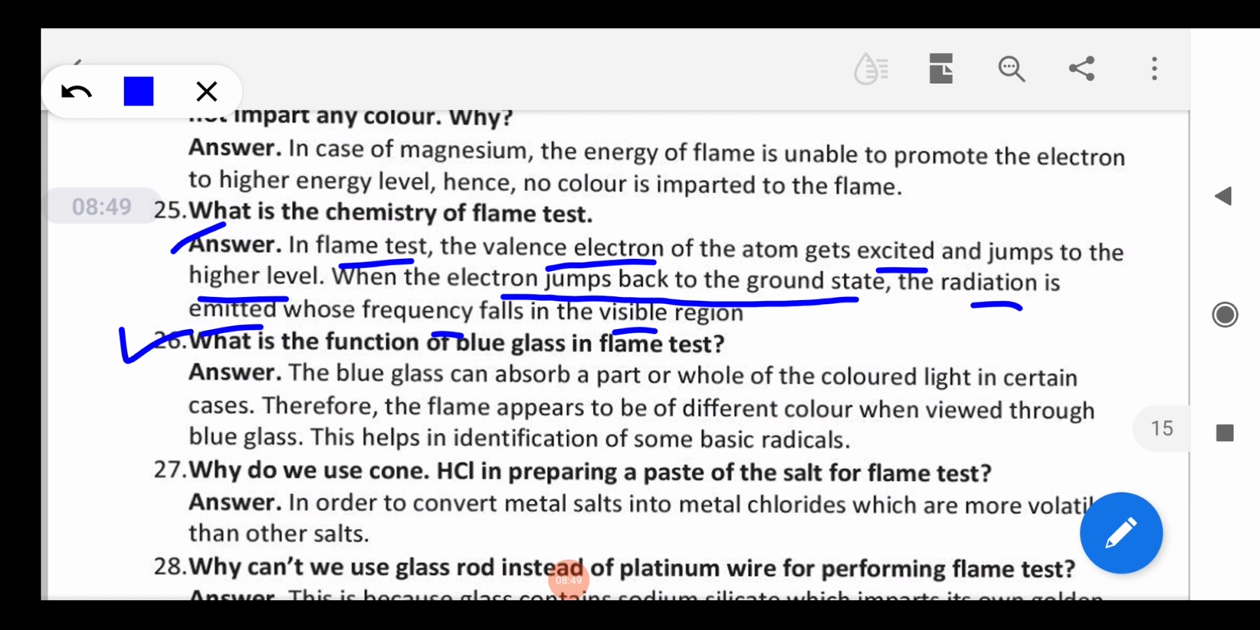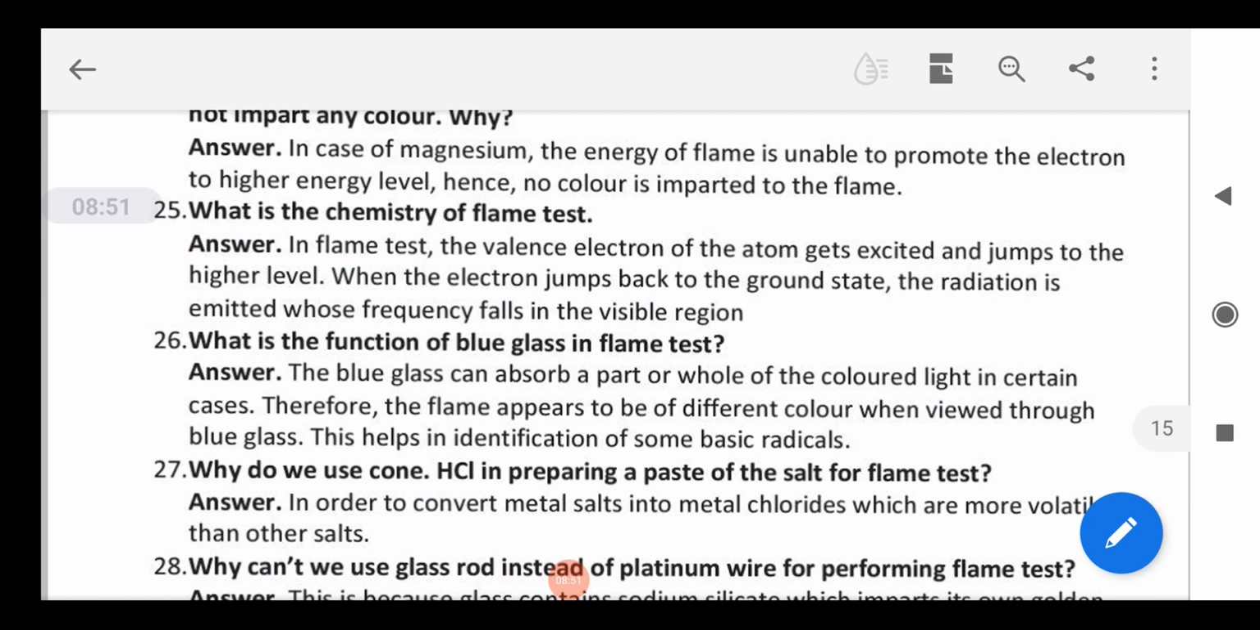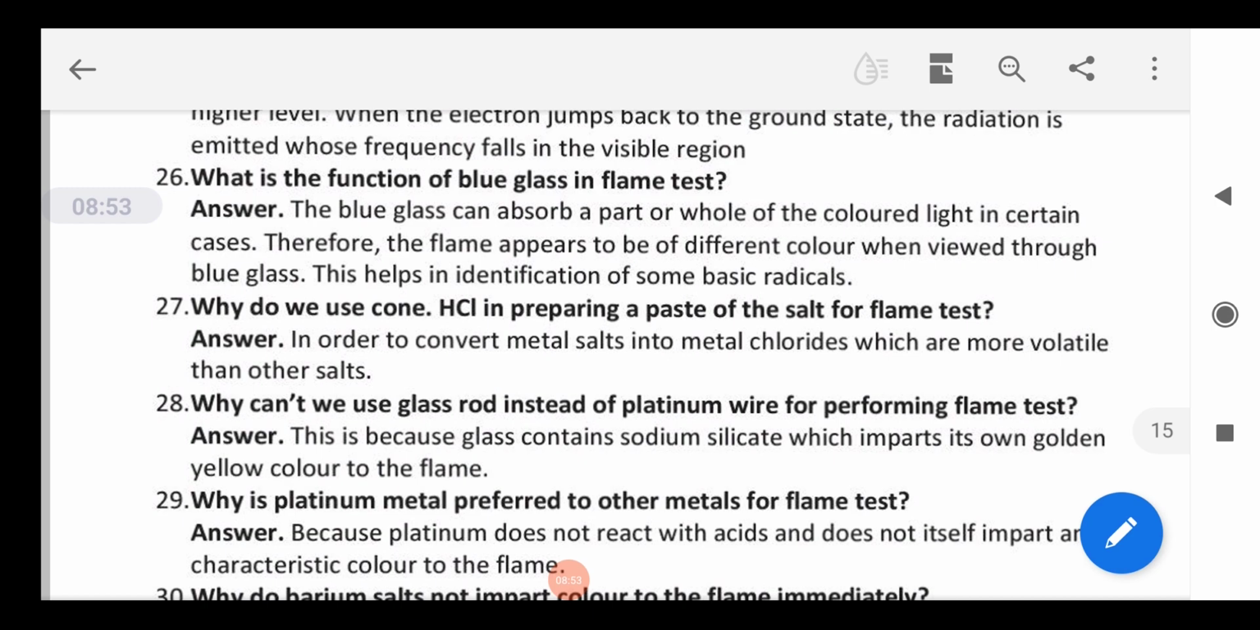Question number 26. What is the function of blue glass in the flame test? Normally we don't use it nowadays. It is not that important. You can skip to question number 27.